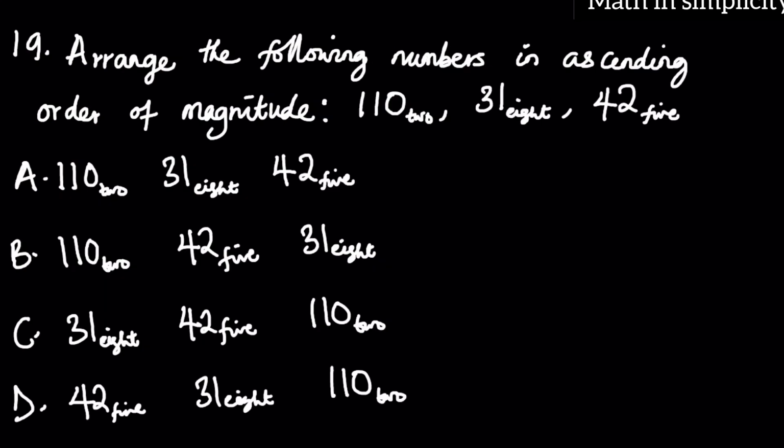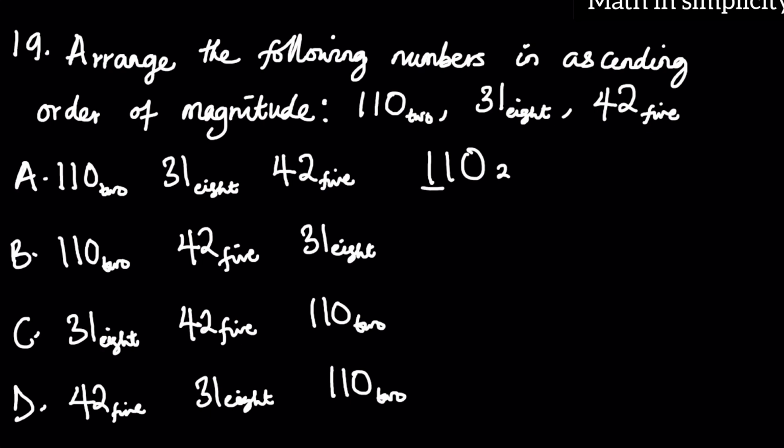That's it. Alright, for question number 19, we are asked to arrange the following numbers in ascending order of magnitude, and we have 110 base 2, 31 base 8, and 42 base 5. Now the easiest way of doing this is just to write all of them in base 10, and then we can really see them for their true value, and we pick the correct option. So 110 base 2, we just use the repeated multiplication for all, which I believe is the fastest method.